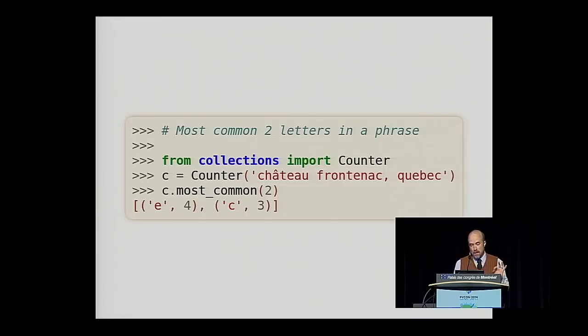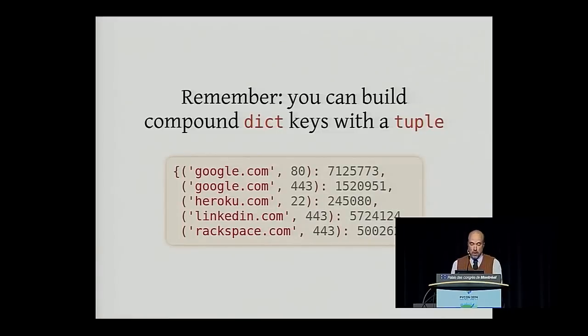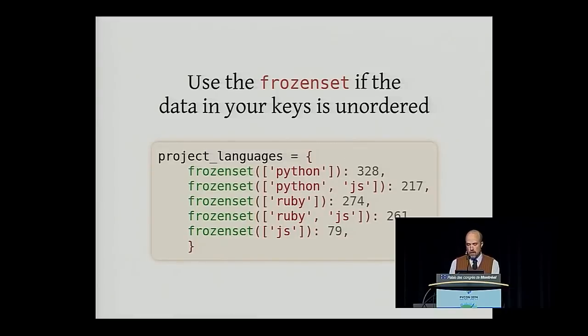Because it's so common to do that with integers to count, there's a counter class that you can give a phrase and it'll tell you the most common letters. You can give it a list, it'll tell you the most common items. Remember, you can build compound dictionary keys with a tuple if a simple integer or list isn't a sophisticated enough key for you. If the order of the items doesn't matter, let's say we're looking over a slate of projects to see what languages tend to be used together, use a frozen set because those are not sensitive to order, or of course sort your keys before turning them into tuples, but I prefer sets.